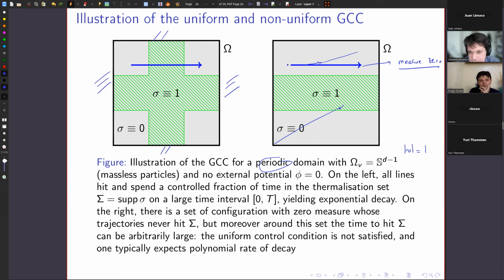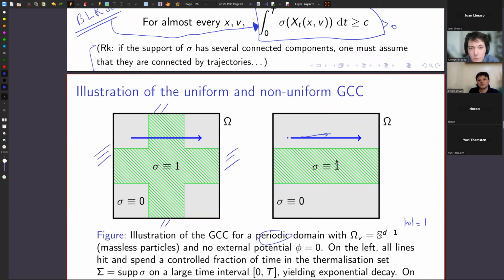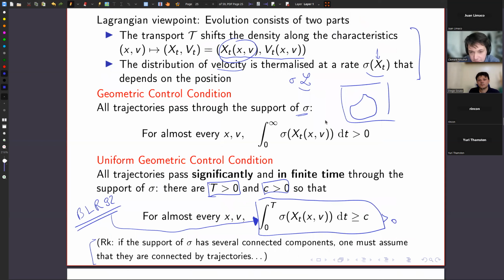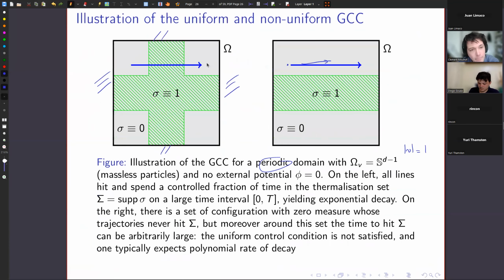And you realize that by making your velocity closer and closer to being horizontal, the time needed for entering the green zone gets bigger and bigger and goes to infinity. This is really a degenerate control condition, meaning you will still satisfy this, but not this. And this is reflected at the PDE level and the fact that the linear operator will have a spectral gap on the left, with the left picture, and will not in the right picture. There will be continuous spectrum, and we will end up with a polynomial rate of decay only.